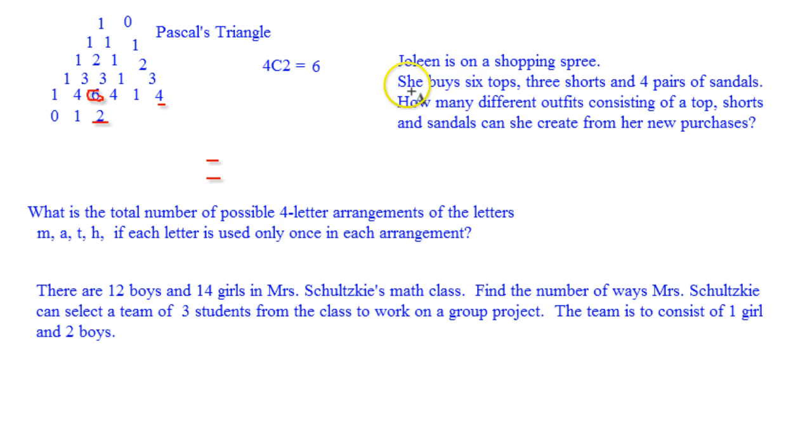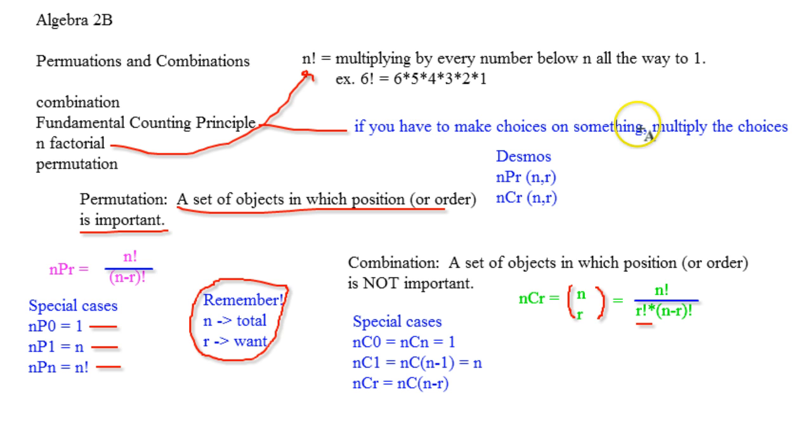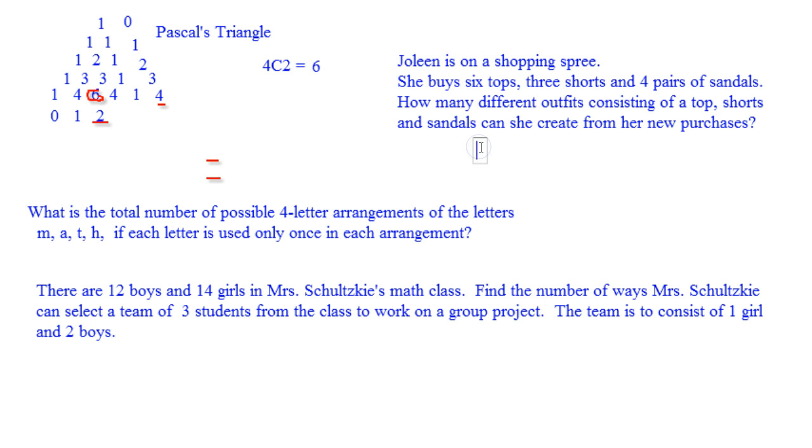Okay, so we're looking at this question. Jolene is on a shopping spree. She buys 6 tops, 3 shorts, and 4 pairs of sandals. How many different outfits consist of a top, shorts, and sandals can she create from the new purchase? Okay, so we're actually purchasing something and making choices from that. So if we have to make choices on something, multiply the choices for the total amount of combinations. So she has 6 tops, 3 shorts, and 4 pairs of sandals, and that is going to be 72 combinations of outfits that she could have from just this one shopping trip.